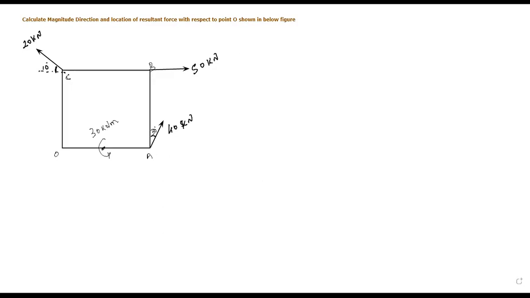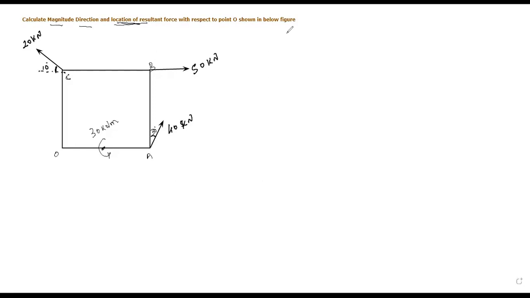Moment of all force about a point of a given force system, that must be equals to moment of resultant force about the same point. So now we have to apply the concept of the Varignon's theorem in this particular example. Why? So read data very carefully. Calculate magnitude and direction and location. We have to calculate location of resultant force. Okay?